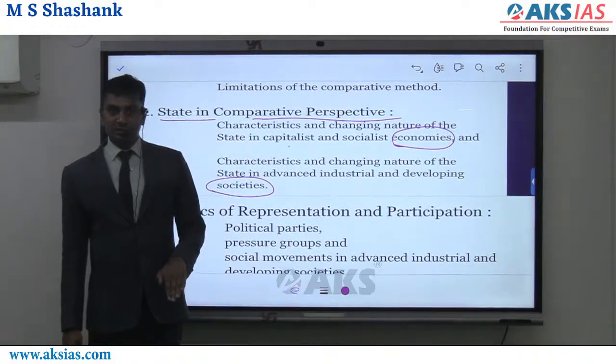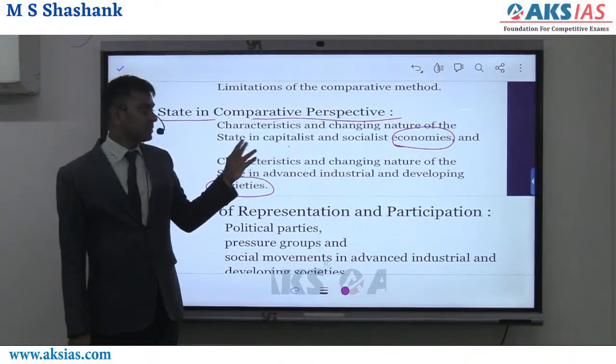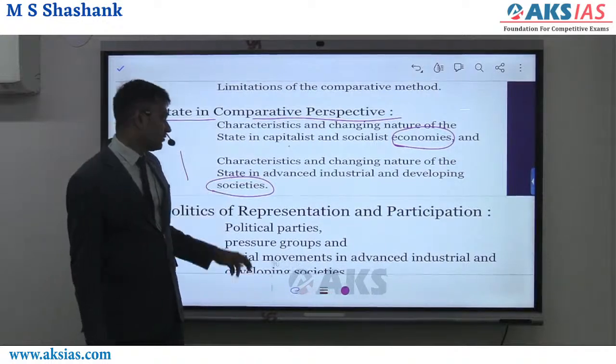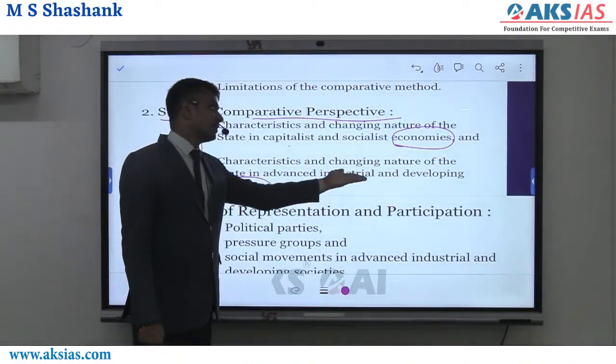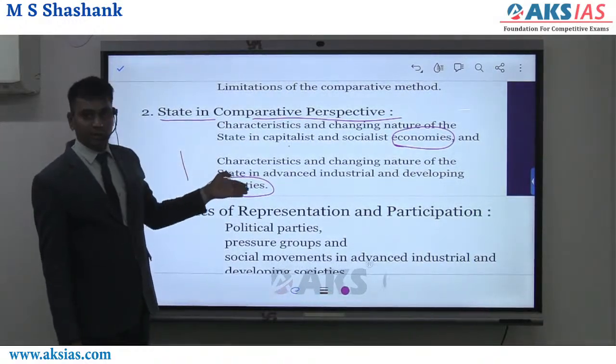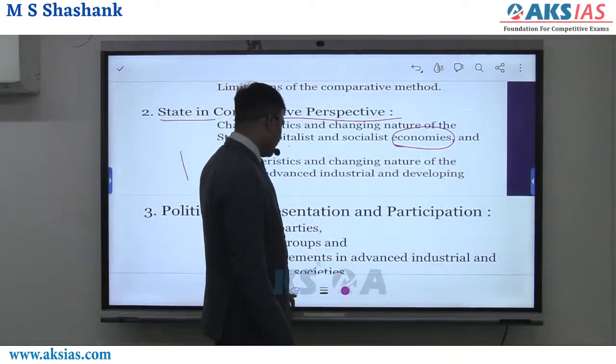The state need not function in capitalist societies or capitalist economies the way it functions in India. The same thing they said: characteristics and changing nature of the state in advanced and industrial and developing societies. There is some change, okay? It is not just one. Do not think it is a typing mistake. It is not a typing mistake, okay? Look at it.